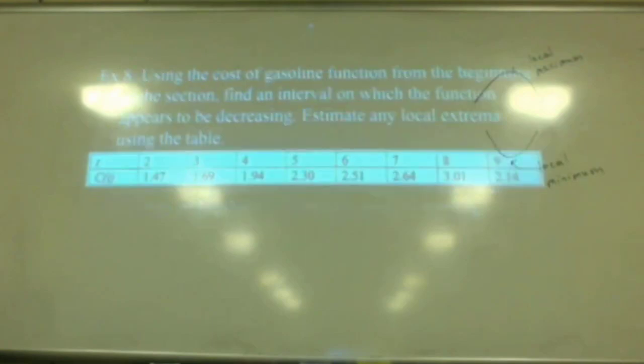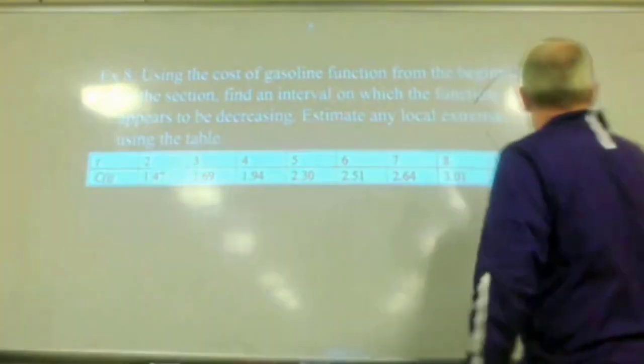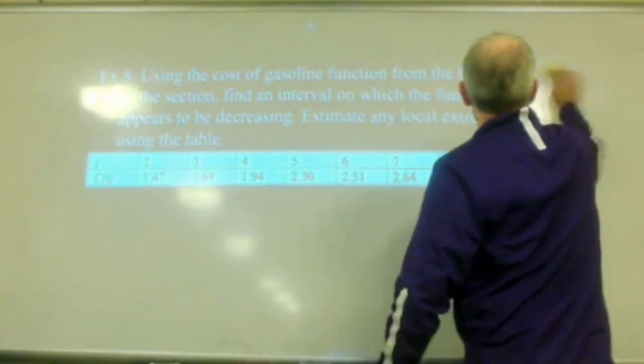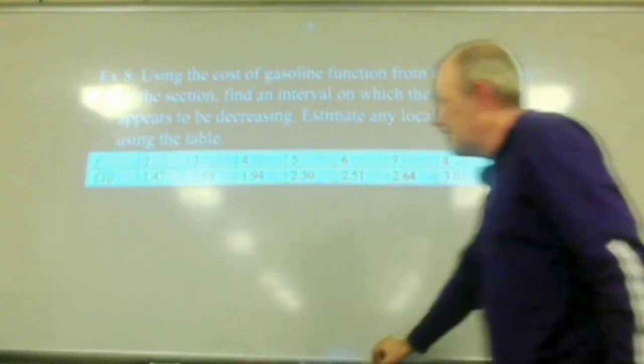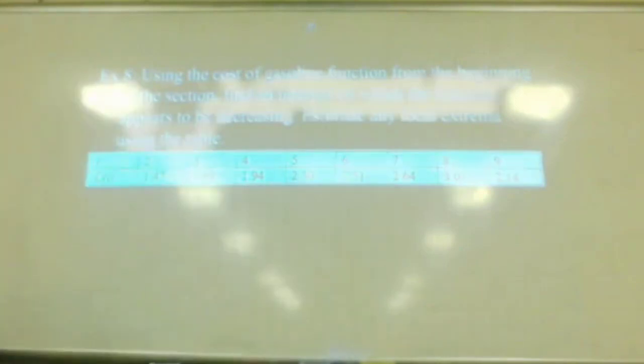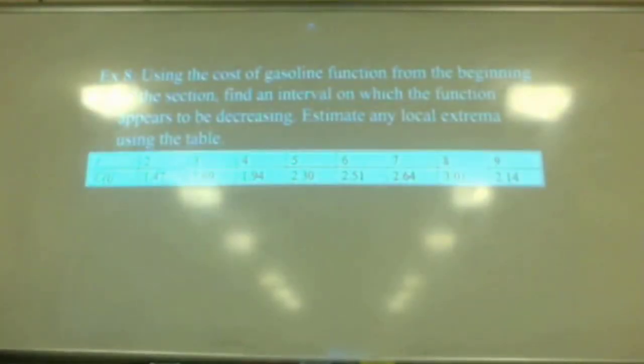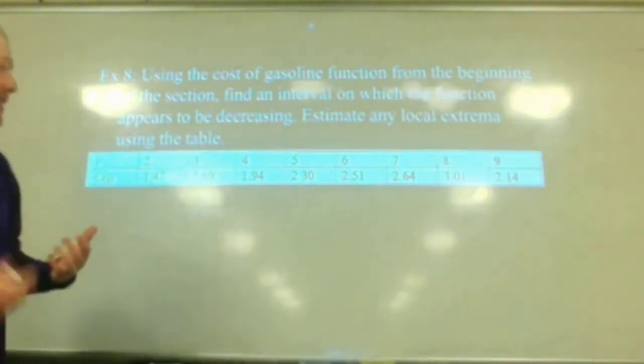So let's take a look at our table again. This is our same table that was the cost of gas table. So we've used this one already like 3 times. It says, using this cost of gas function from the beginning of the section, find an interval on which the function appears to be decreasing. Estimate any local extrema using the table. So this is actually going to be really pretty easy, I think.